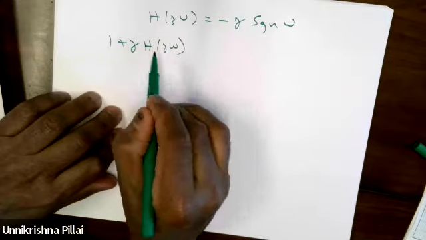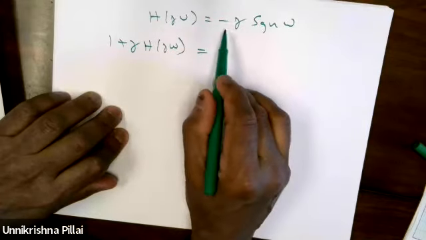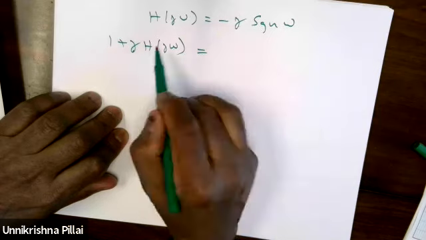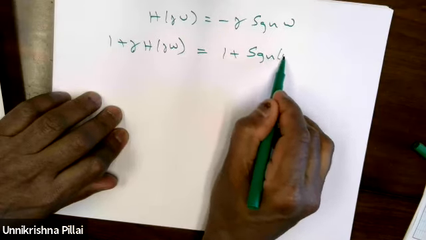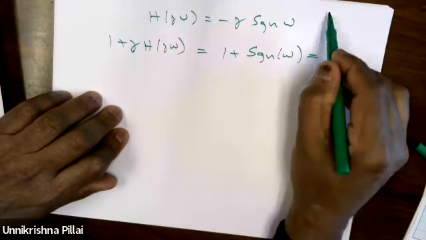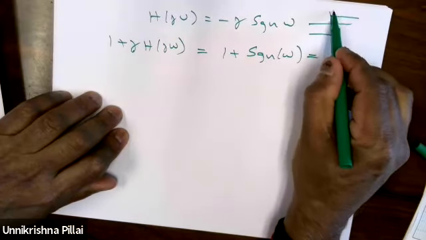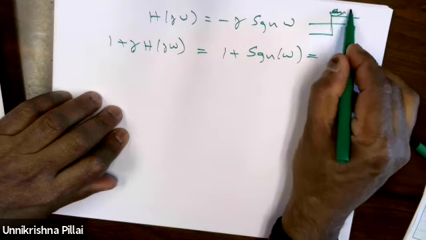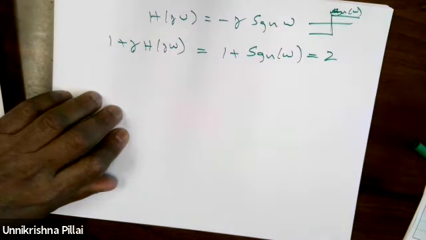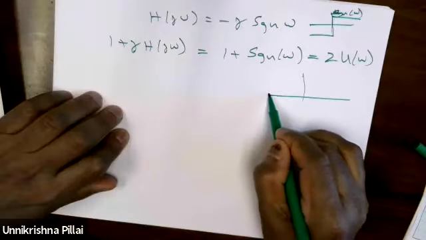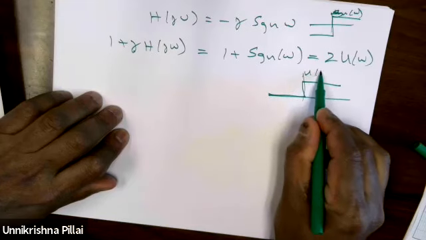Let's look at this. So 1 plus, remember, this will become j squared. j squared is minus 1. So this will become 1 plus sine omega, right? What is 1 plus sine omega? Sine omega is like this. This is sine omega. If you add 1 to it, what do you get? Anybody? Yeah, 2 u omega. u omega is like this. Unit step.